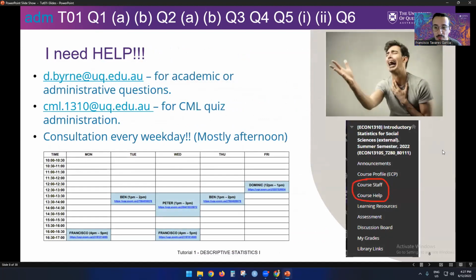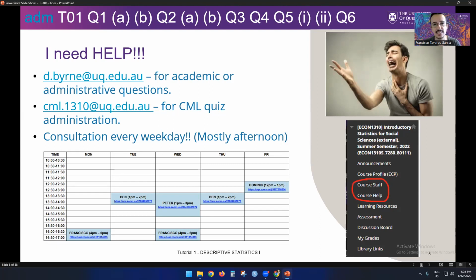If you guys need help, you know how to contact us. Dominic is our course coordinator, so you can just shoot emails straight to him if you need to contact any of us. He's by far the most knowledgeable among us, but if you want something asked specifically of one of the tutors, you can also put the name if you feel like. Also, if it's a question about the CML, feel free to send an email to cml.1310@UQ.